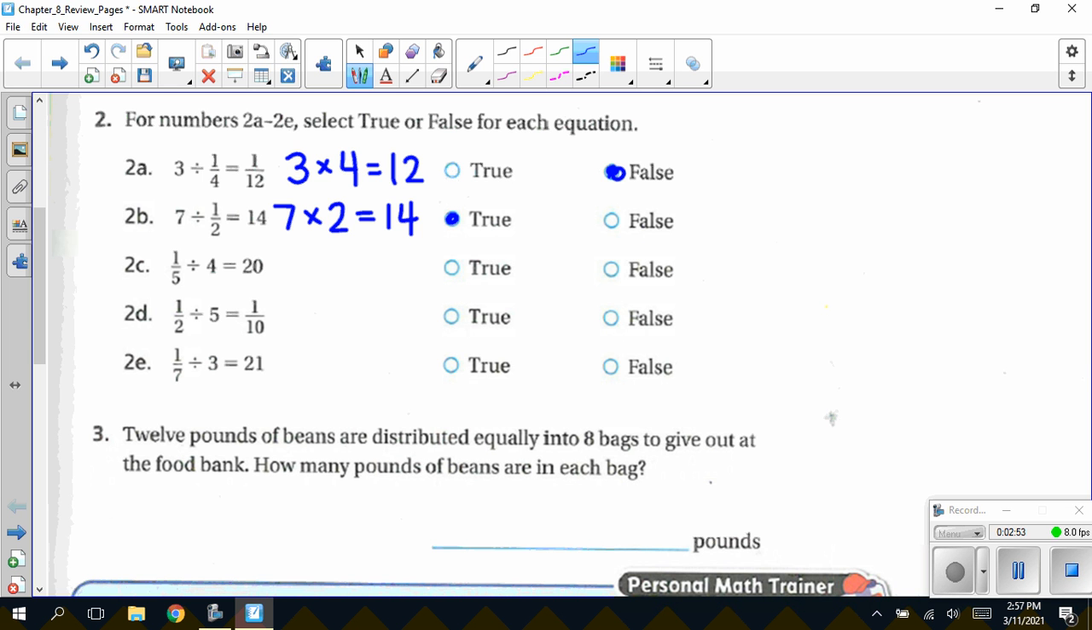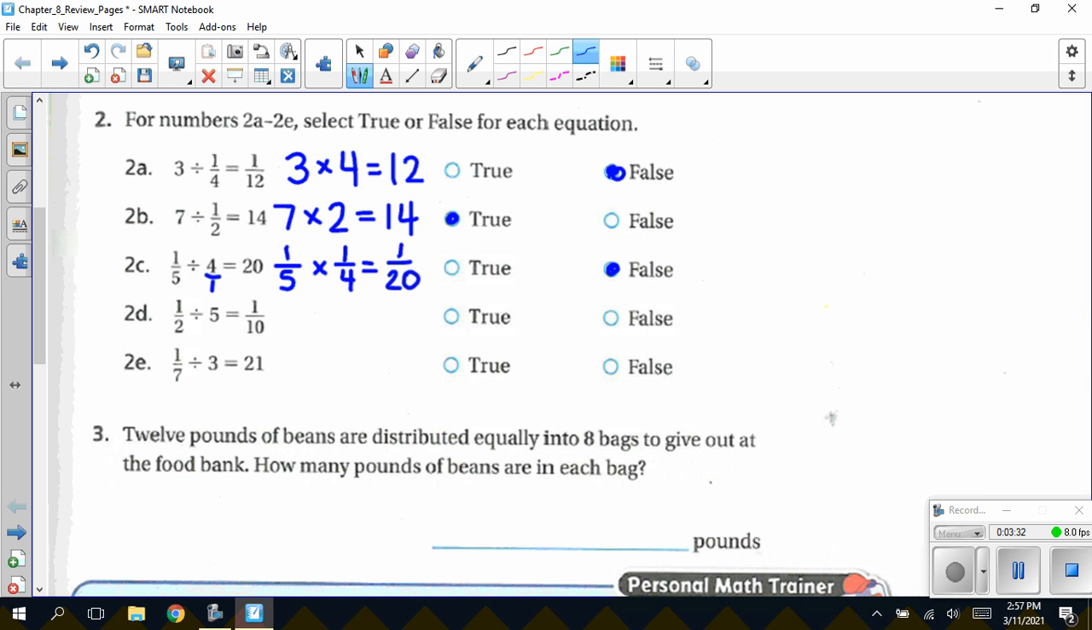C, I have 1/5 divided by 4, and they say it equals 20. So when I change this to the multiplication problem, my first number stays the same, so I'm going to keep the 1/5, times, and then I have to flip the second number. If you recall, all whole numbers have a denominator of 1, so when I flip that, that now is giving me 1/4. And when I multiply top times top, I have 1. Bottom times bottom is 20. So the final answer is actually 1/20th. So they are incorrect. It is false.